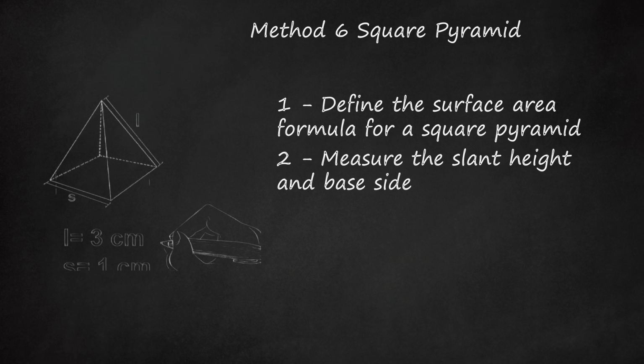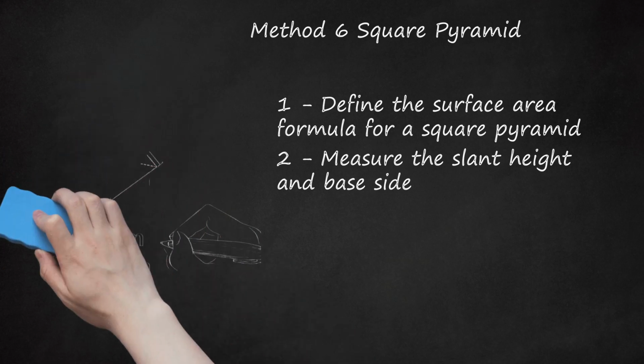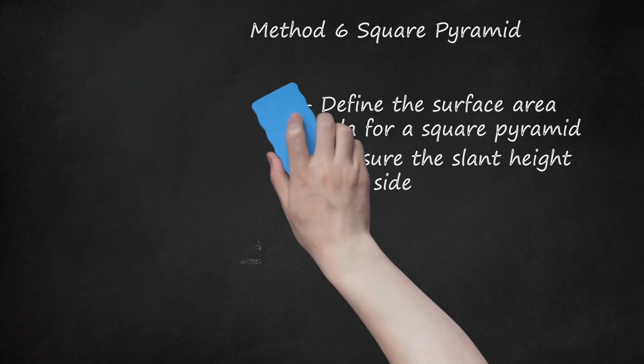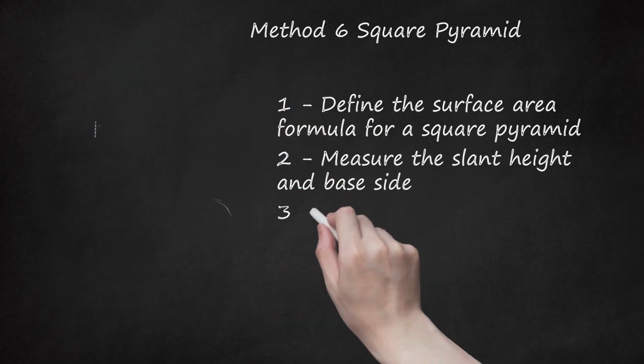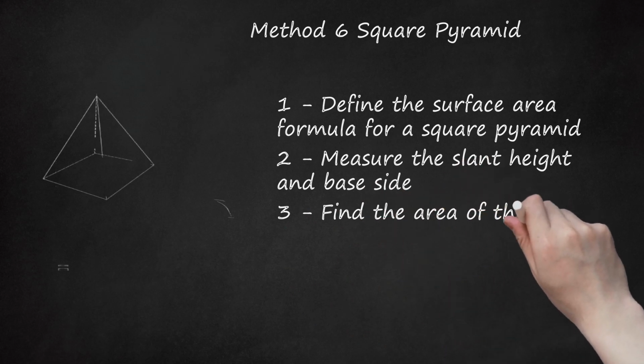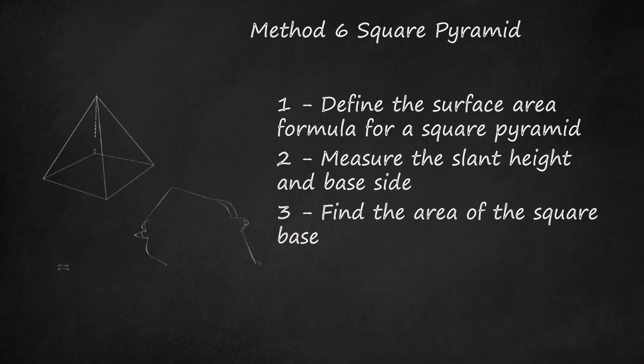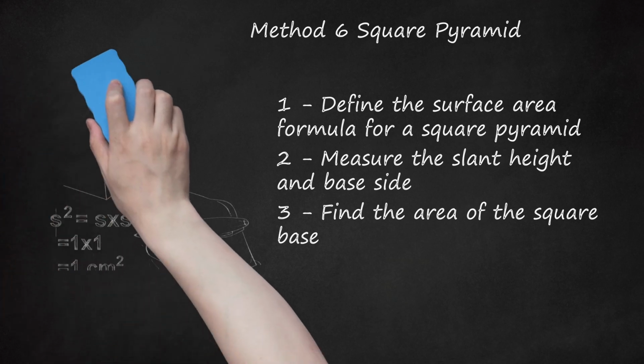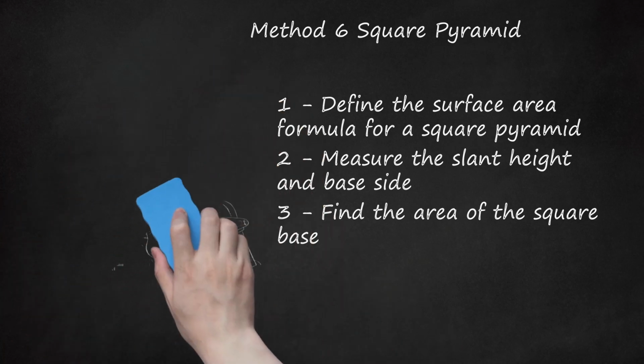Use a ruler to make each measurement. Example, L equals 3 centimeters. Example, S equals 1 centimeter. 3. Find the area of the square base. The area of a square base can be calculated by squaring the length of one side, or multiplying S by itself. Example, S² equals S times S, which is 1 times 1 equals 1 square centimeter.